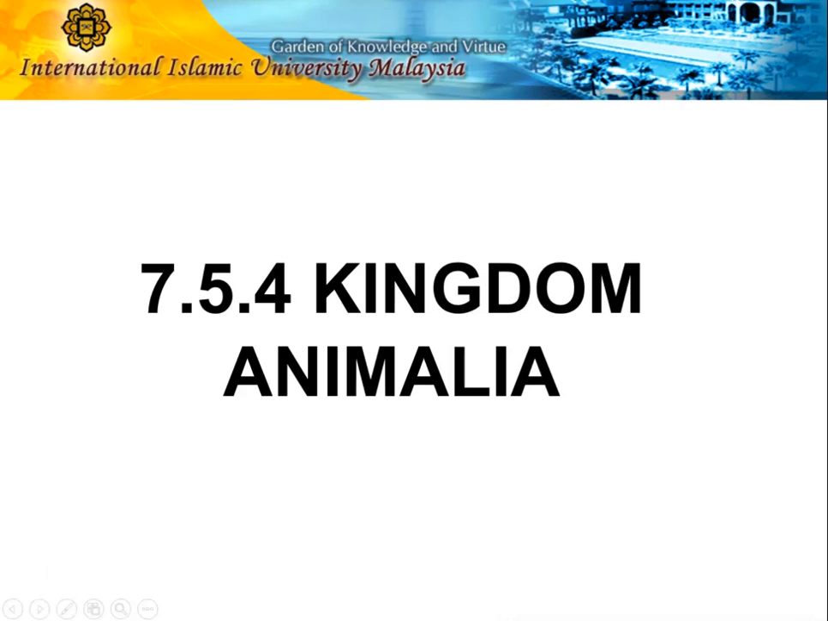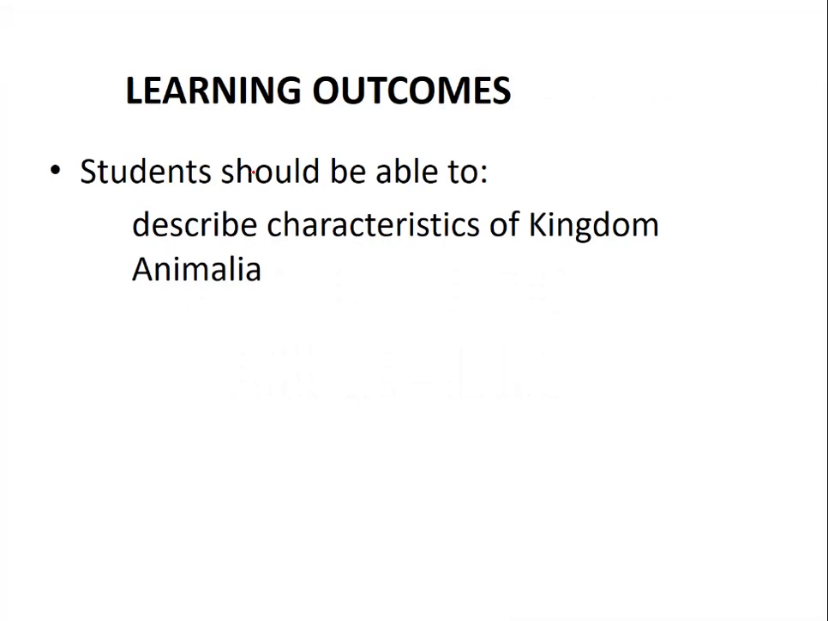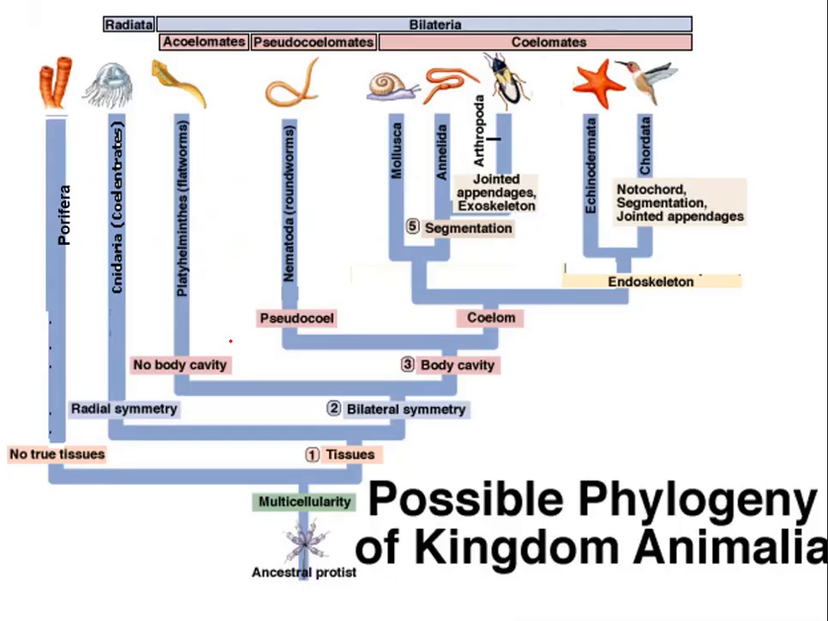Okay, so now we are reaching the last kingdom in the domain Eukarya, which is kingdom Animalia. You should be able to describe the characteristics of kingdom Animalia. This is just to show you a little bit on the possible phylogeny or hierarchy that can be seen in the kingdom Animalia.